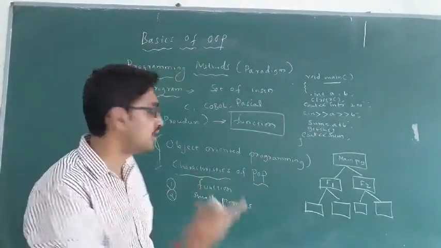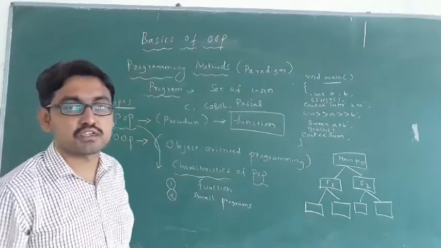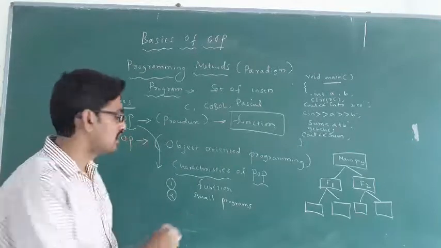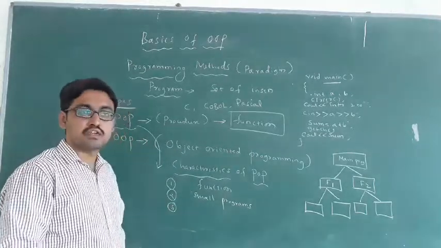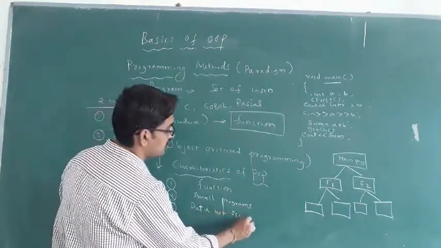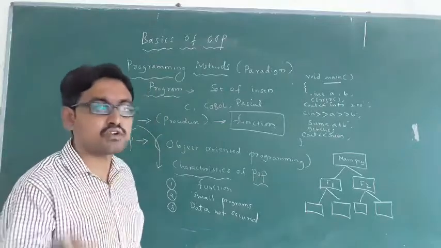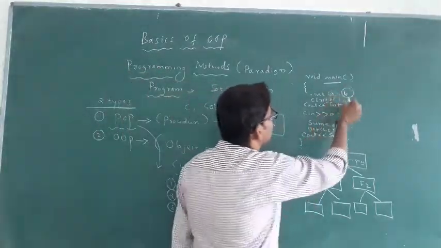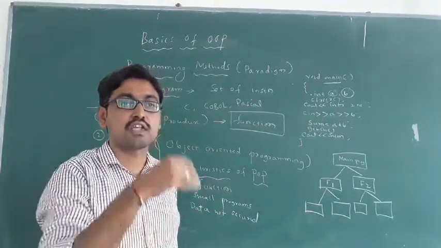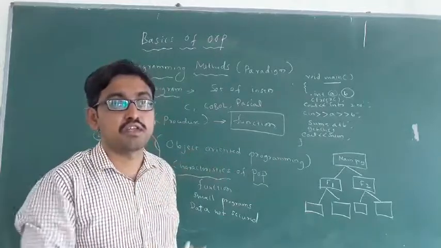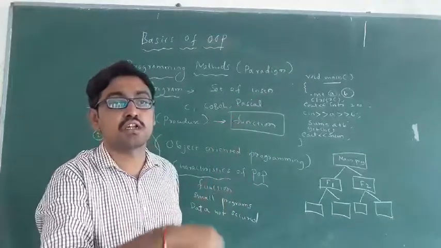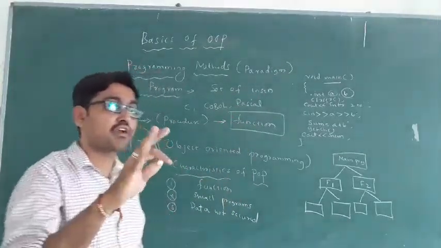That will be possible in procedure oriented programming. The large program can be divided into small programs. Then third, see, data will not be secured here. Not secured means these data, these A and B, can be used by any function. That is, the data cannot be secured here. In procedure oriented programming, data cannot be secured because here A and B you can use in other functions also. That's why data cannot be secured.